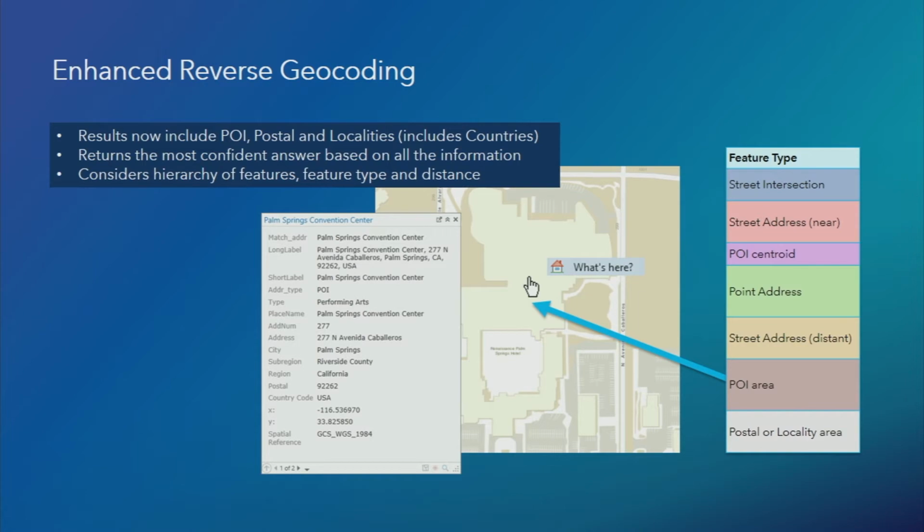So not just returning addresses anymore, but also returning other types of rich information. So if you're out in an unpopulated area and you're clicking on the map, now you might get a postal code, or you might get a city, or you might get a county, or some other type of information, which is at least giving you some context for the area that you're in, even if an address isn't close to that location. So another benefit of the system and how it's improved. And you can see some of the different types of features here that can be returned.